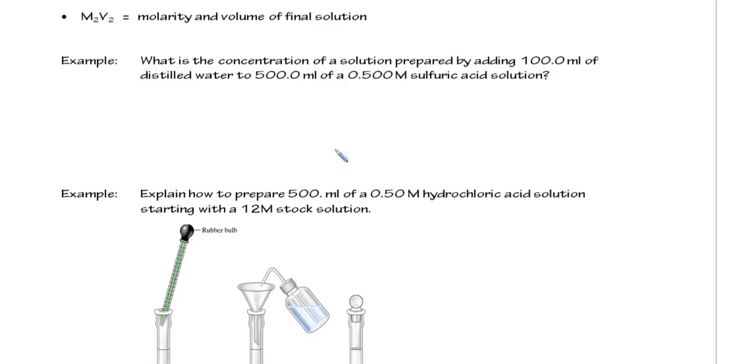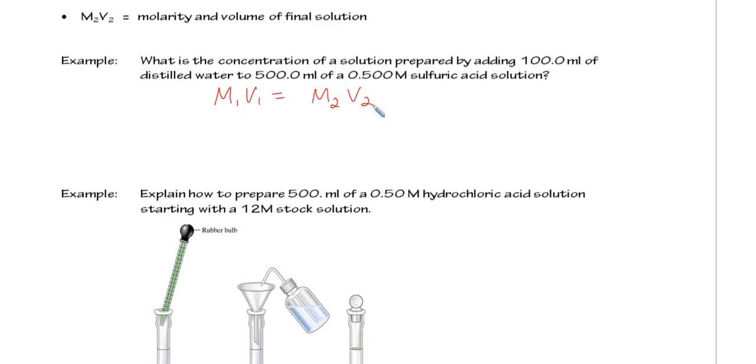So here I want to know the concentration of a solution prepared by adding 100 milliliters of distilled water to 500 milliliters of a 0.5 molar sulfuric acid solution. So I already have a sulfuric acid solution, and I'm just changing the volume. I'm either adding more water, or I could maybe be evaporating the water, and that would change the concentration. So that's maybe what I'm looking for with this M1V1 equals M2V2. We already have a solution, and we're just changing its concentration by either adding or evaporating water.